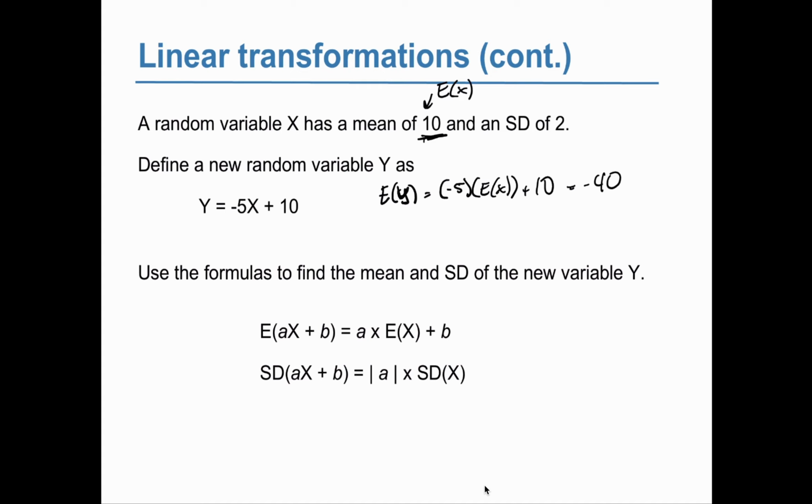The standard deviation is going to be 5 times the standard deviation of x, absolute value. Adding the 10 does not change the standard deviation. And so that's going to give us a standard deviation of 10. The standard deviation was 2.